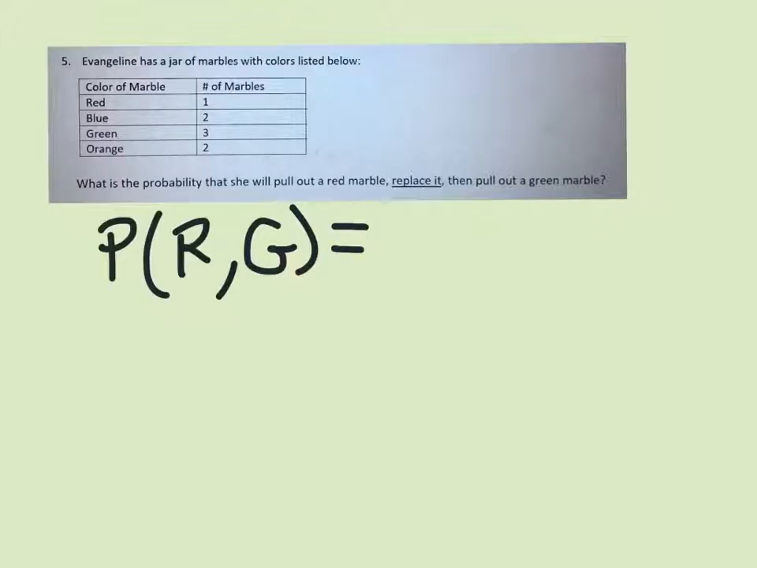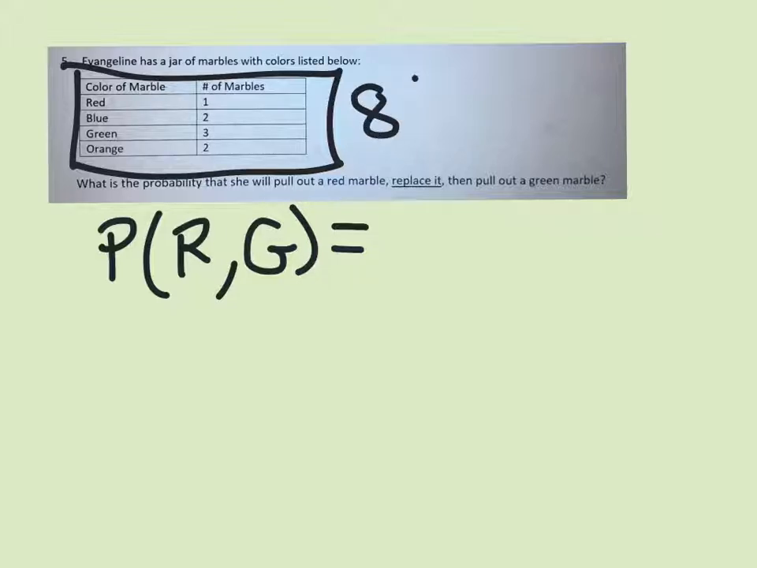All right, so I'm going to read the problem. Evangeline has a jar of marbles with colors listed below: 1 red, 2 blue, 3 green, 2 orange. They have a table set up, so I'm going to just use this as my jar. How many total do I have? 1 plus 2 is 3, plus 3 is 6, plus another 2 is 8. So I have 8 total.